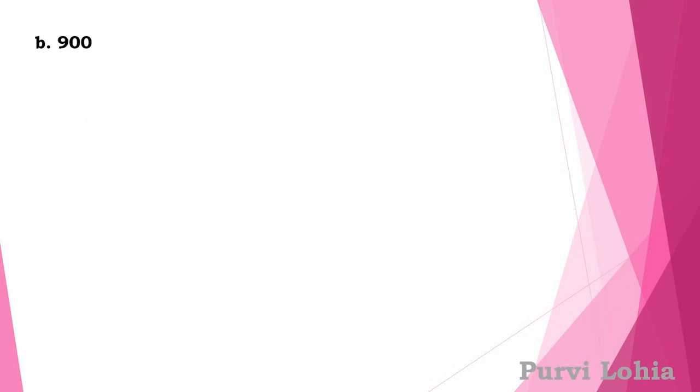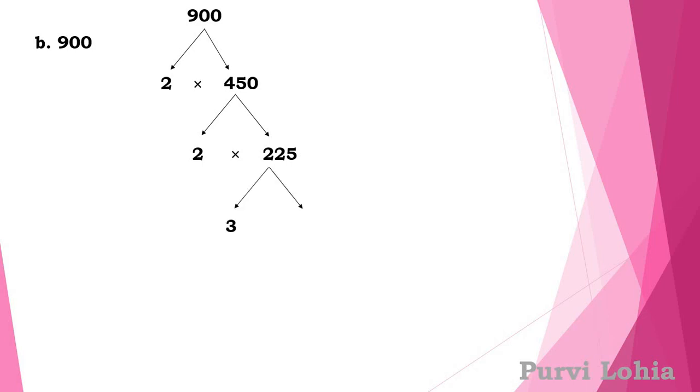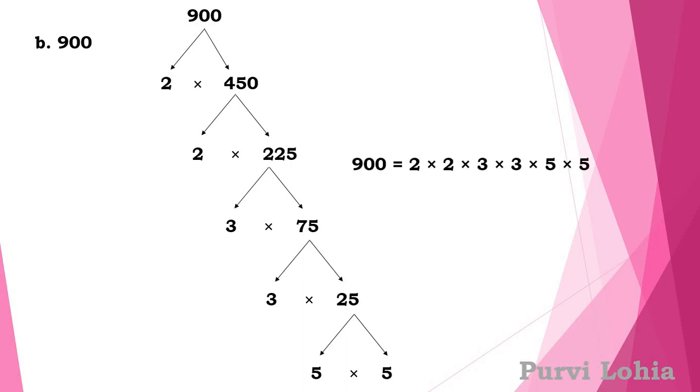Okay. Next, 900. 900 will be written as 2 into 450, 2 into 225, 3 into 75, 3 into 25 and 5 into 5. So 900 is written as 2 into 2 into 3 into 3 into 5 into 5. So this is the prime factorization of 900 using factor tree method.